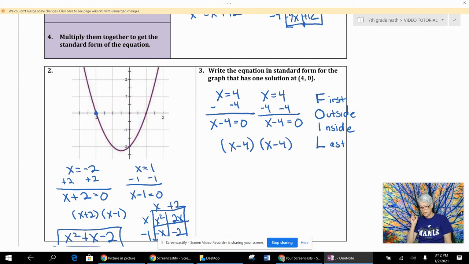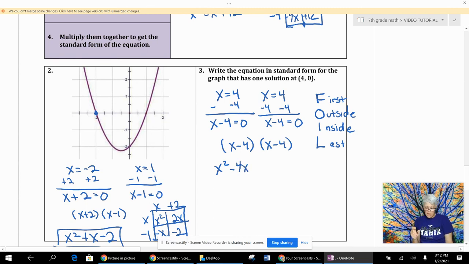First, outside, inside, last. What does that mean? I'm going to look at these two binomials, and I'm going to multiply the first term in each one, which would be the x and the x. So x times x is x squared. Outside, I'm going to multiply the first term on the first binomial and the last term on the last binomial. So that would be x times negative 4 is negative 4x.